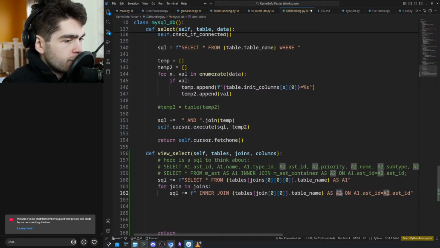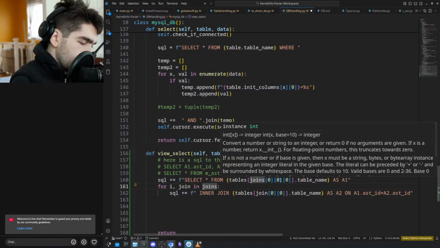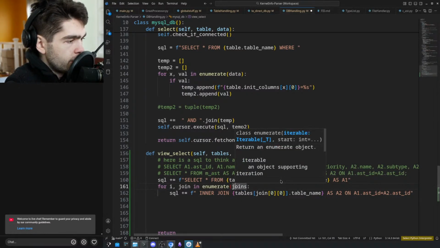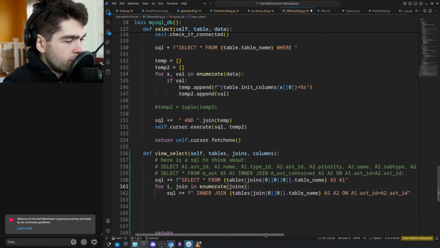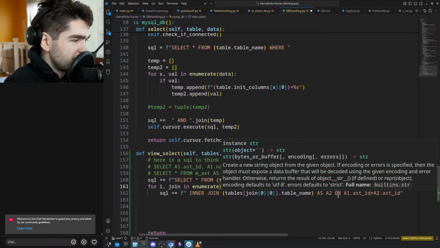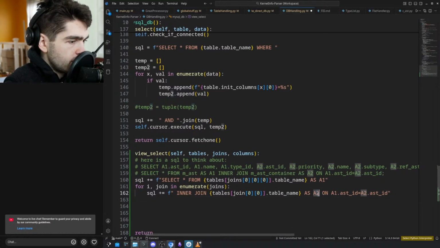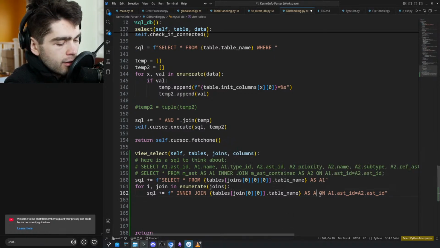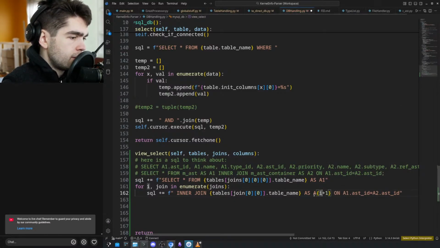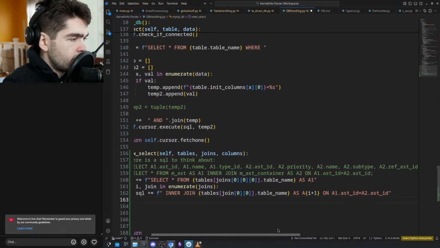Now here, we need some kind of magical values. You know what? We need an index. And we need the magical command called enumerate or iterate or whatever it is. Okay, so we should be able to do A, and here we put the value of I plus 1. That should be fairly easy. That makes sense. We love it.